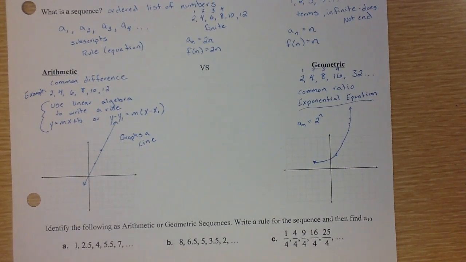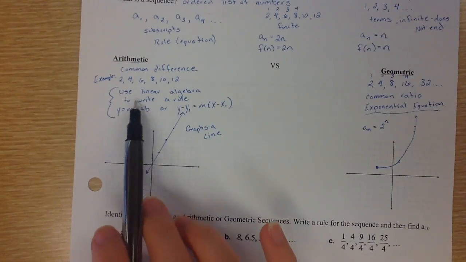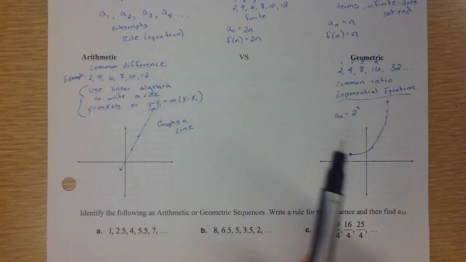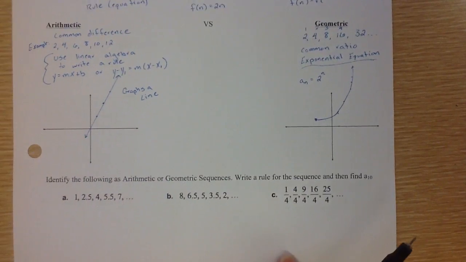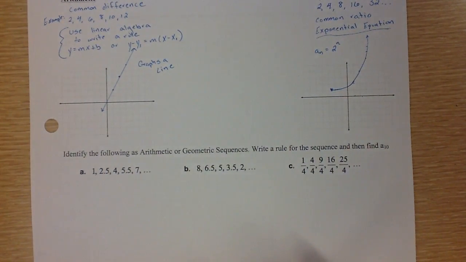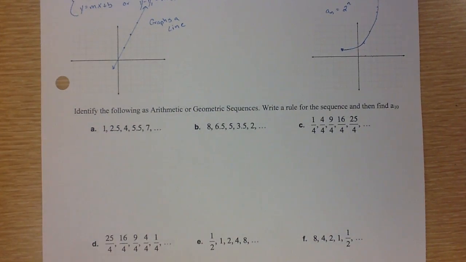And we can actually use our calculator to help us find these rules, because I can do a linear regression to find an arithmetic one, and I can use an exponential regression to find my geometric. But first I have to decide which one it is. So first you have to look at both the common differences and the common ratios. Let's jump around a bit and find a couple of these. We're going to first identify them as arithmetic or geometric, and then we're going to write a rule for them, and then find the 10th term.